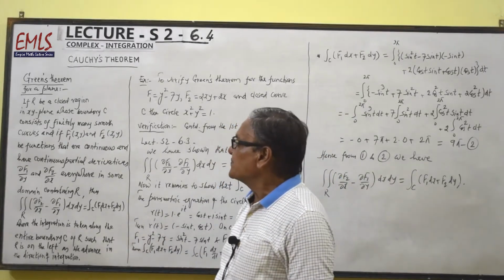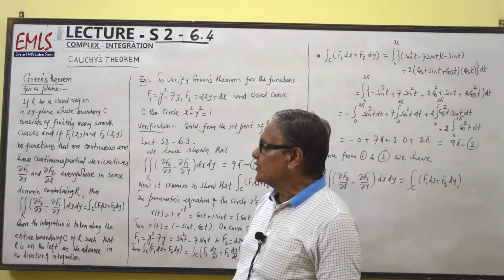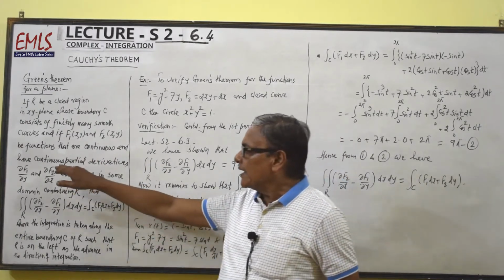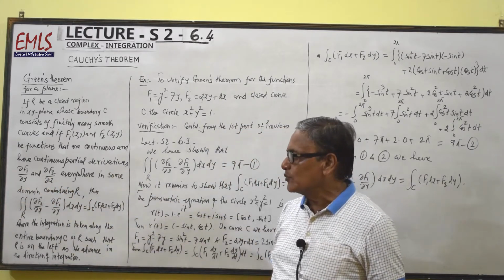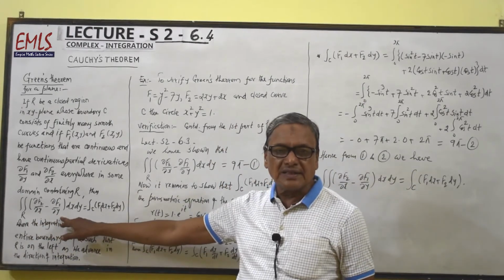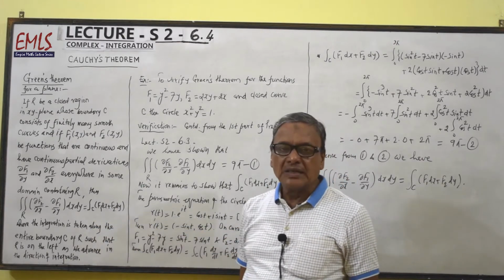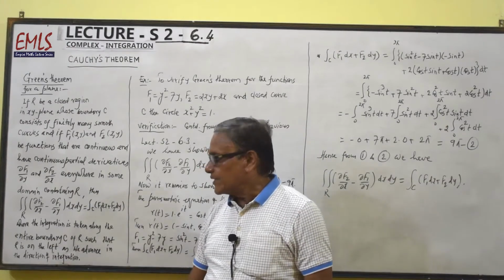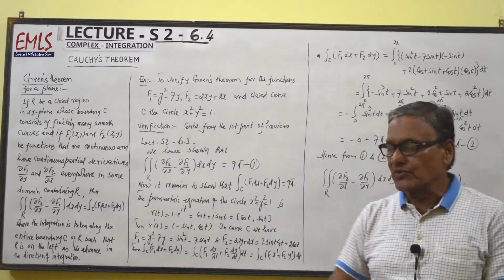Now, I recall the statement which states that if R be a closed region in the xy plane whose boundary C consists of finitely many smooth curves, and if f1(x, y) and f2(x, y) be functions that are continuous and have continuous partial derivatives del f1 del y and del f2 del x everywhere in some domain containing R, then the surface integral over R of (del f2 del x minus del f1 del y) dx dy will be equal to the line integral over C of f1 dx plus f2 dy, where the integration is taken along the entire boundary C of R such that R is on the left as we advance in the direction of integration, that is in the anti-clockwise direction.